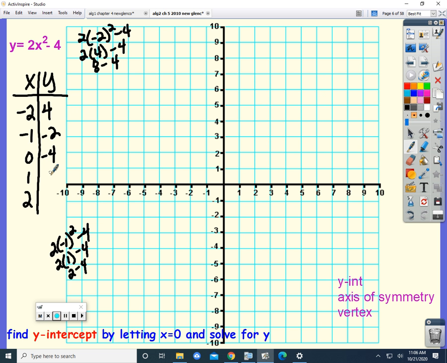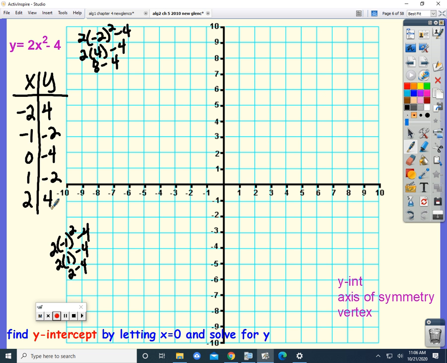Now these next two, because I'm symmetrical here, should be the same numbers as above. So let's see what happens. So if I put the 1 squared, I get 1, and then 2 times 1 is 2, and 2 minus 4 is also -2. And then this one should match this guy. So 2 squared is 4, 4 times 2 is 8, and then 8 minus 4 is 4, and they are.